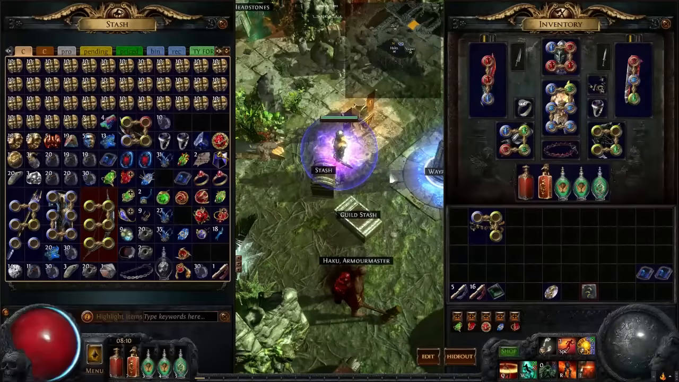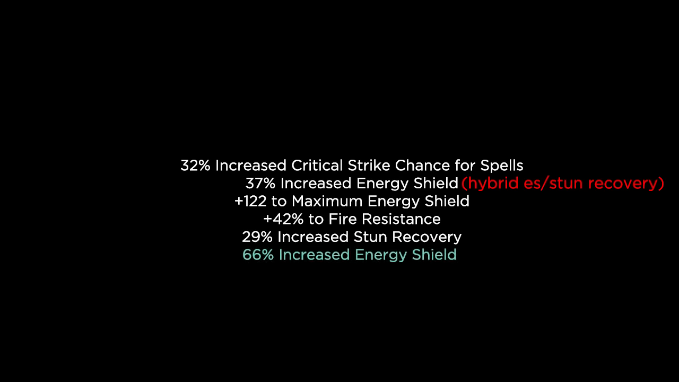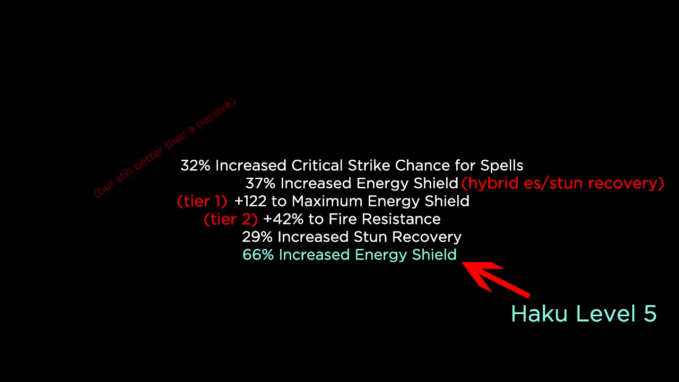So let's go ahead and talk about this first item that I'm going to be showing off. It is the Soulstar Thorium Spirit Shield. Now, when I found this item, I immediately recognized that it had a prefix open. As you can see, I crafted the energy shield on here. I noticed the high energy shield roll, the high resist roll, and the crit roll isn't too high, but with the other rolls being as they are, I knew that a crafted energy shield roll would make this a very strong shield.